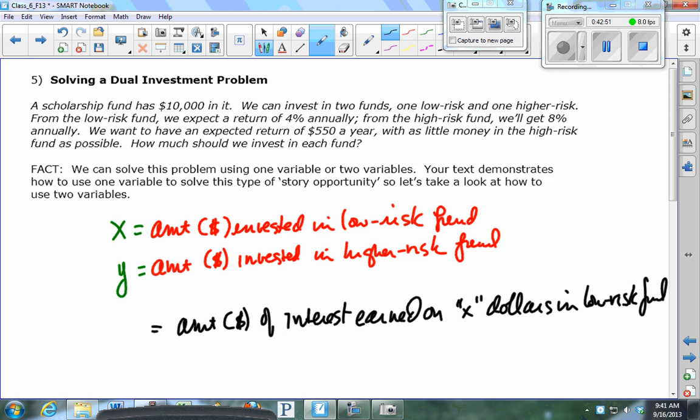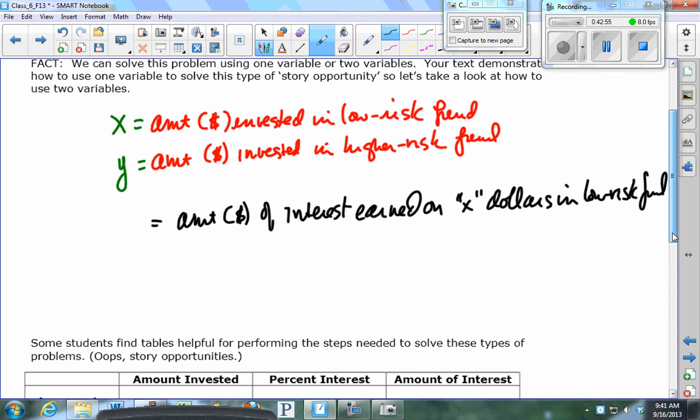You might say, I'm not going to write all that out. She's got to be kidding me. Well, if you can write it out, then you understand the problem.